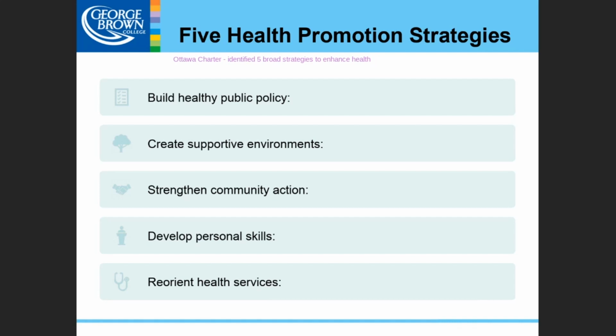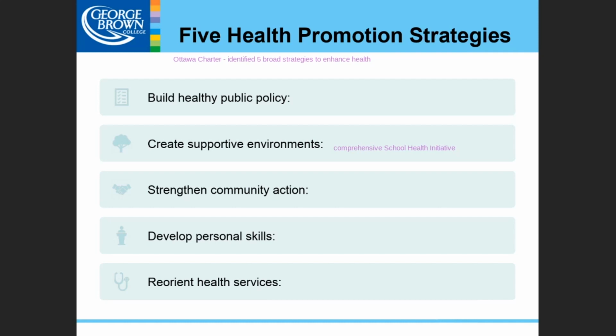Comprehensive School Health Initiative, in which they focus on improving school environments by providing different health instruction, social support, and positive physical environments.